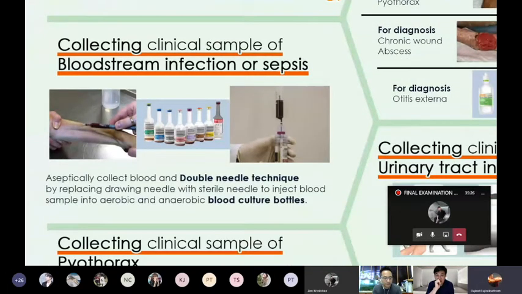Okay, now I finished the first part and I'm moving to the next one. It is about how to collect a clinical sample. Even though in each case in the clinic we perform this procedure differently, every case should be done correctly and aseptically. The first case that we are going to talk about is bloodstream infection or sepsis.